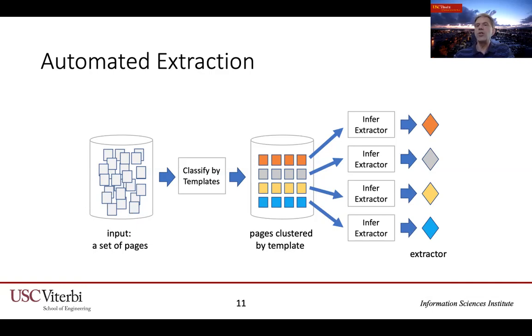And the things that are actually changing on the page are often the content that you're looking for and want to extract. So the idea is you can do this analysis on these kinds of pages automatically, find this common structure, and then use that common structure to automatically infer an extractor. This allows you to then pull information off these pages automatically.